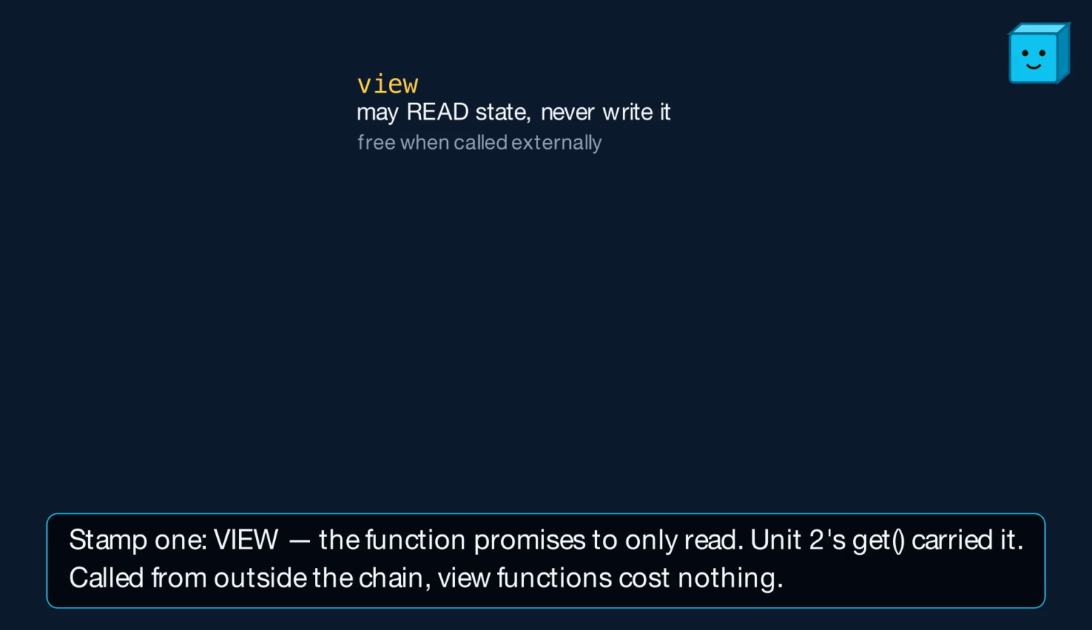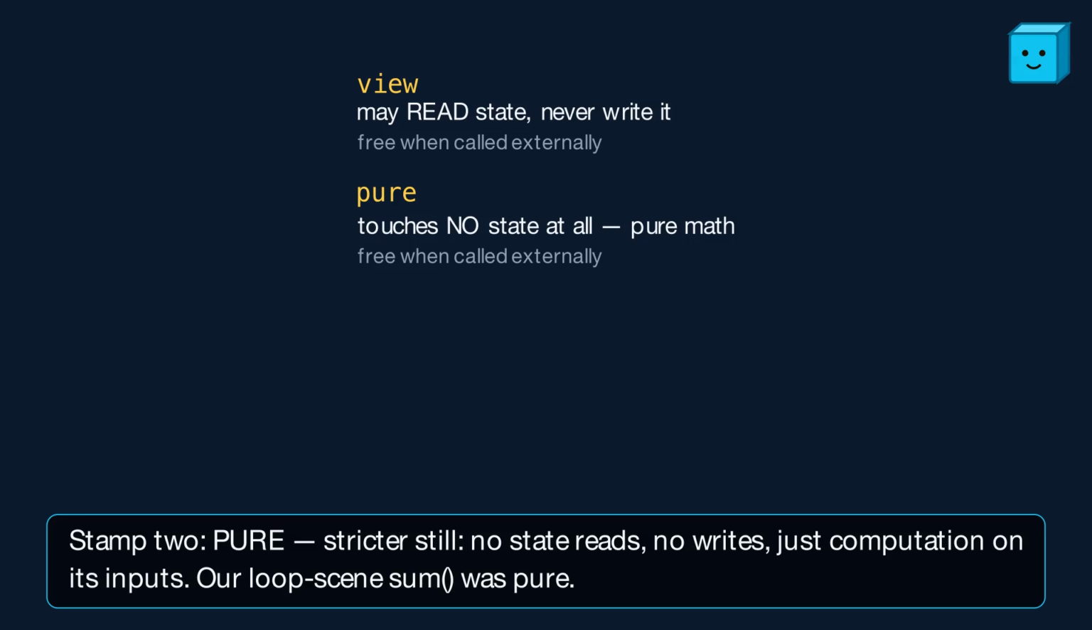Unit 2's get, carried it, called from outside the chain. View functions cost nothing. Stamp 2, pure. Stricter still, no state reads, no writes, just computation on its inputs. Our loop sum was pure.